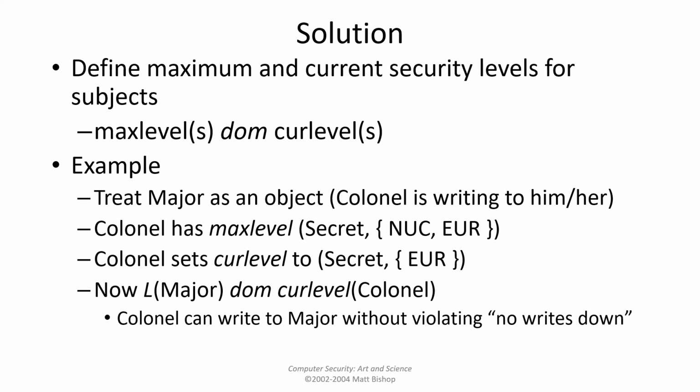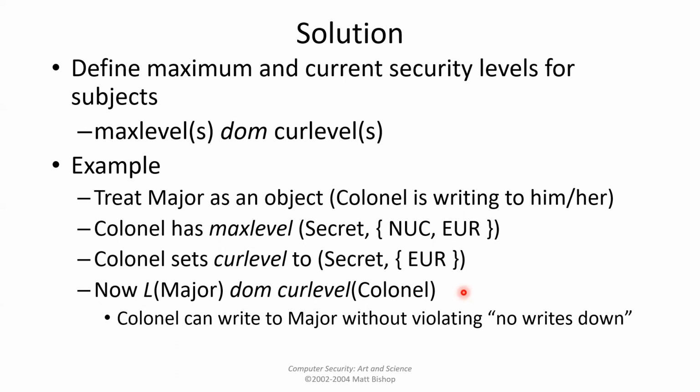You have, by default, what we consider the maximum and the current security levels, and you can allow them to temporarily step down for a particular level. So treat the major as an object. The colonel is trying to write to him or her. Then they have the maximum step down to a current level where they skip the nuclear stuff. And once you drop out the nuclear, then they're both a subset of each other. It works just fine. The problem is that the colonel knows this nuclear stuff, the major does not.